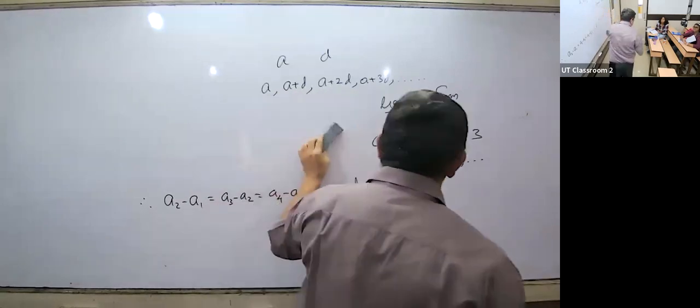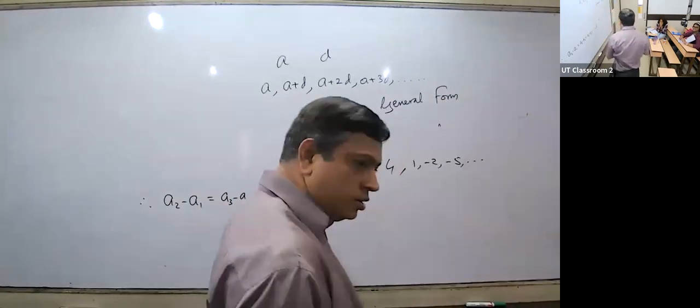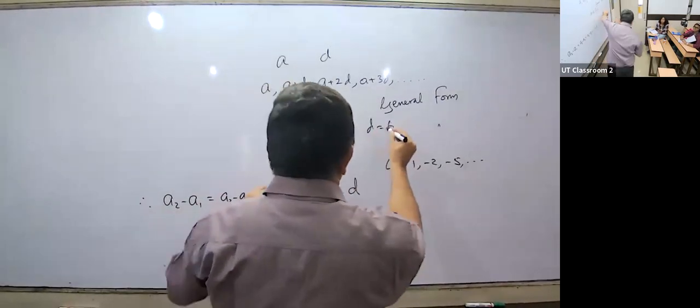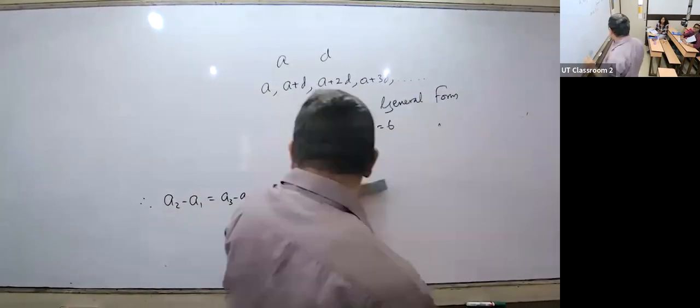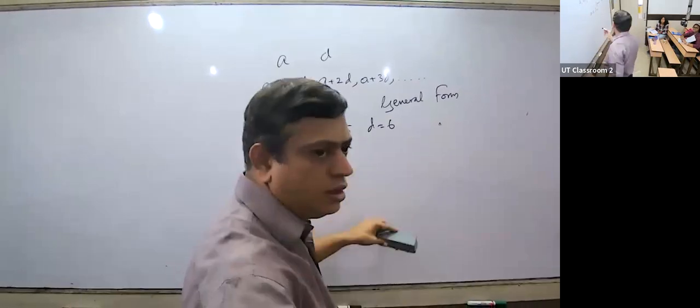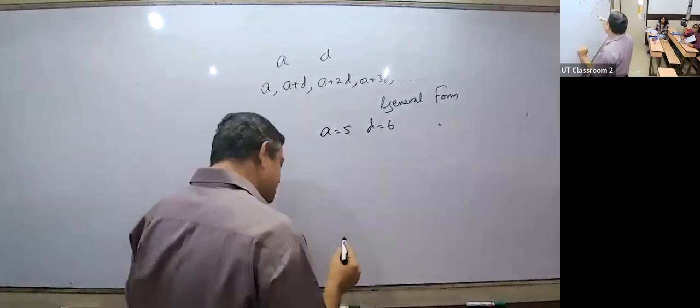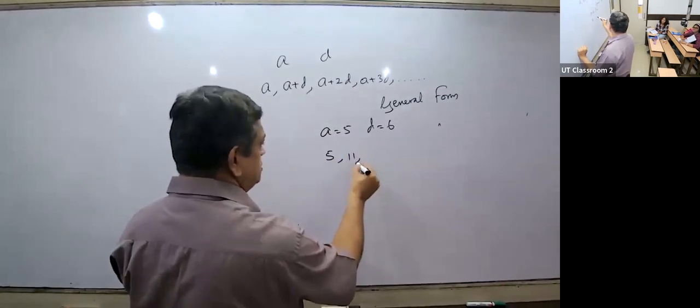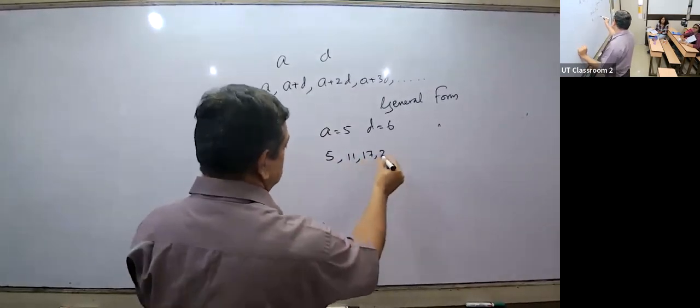Ritika, if A is equal to 5, D is equal to 6, tell what it is. Starting with 5, then 11, 17, 23.